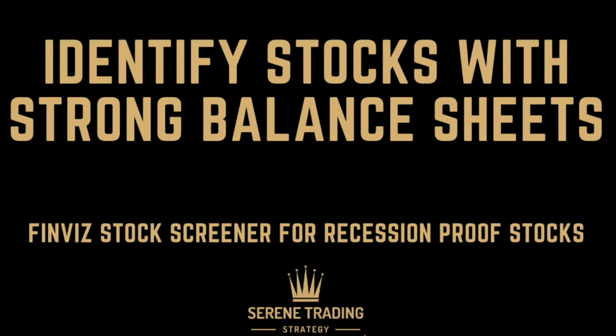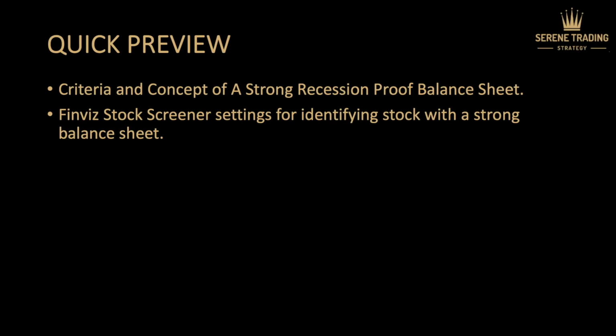In this video, we are going to take a look at the Finviz stock screener settings for identifying stocks with strong balance sheets. These will basically result in a list of stocks which are recession proof. Whenever we talk about a recession or an economic slowdown, the first thing is that a lot of companies can go into bankruptcy, and we want to filter out stocks which have weak balance sheets, which can result in such a situation. Investors or traders can lose a lot of money with these kinds of companies. This is what we are going to cover here.